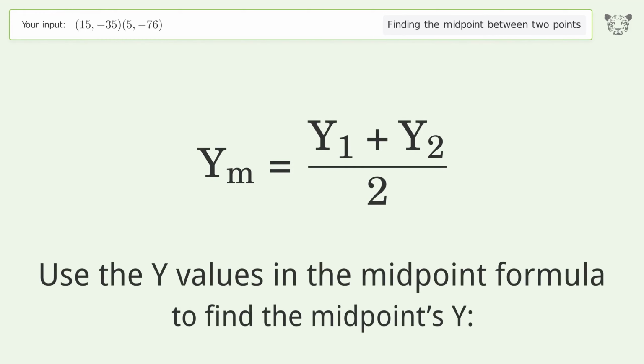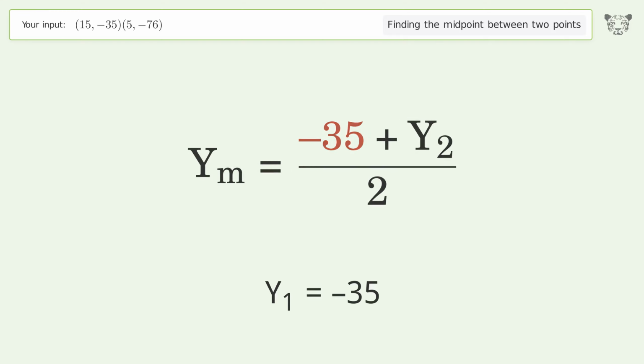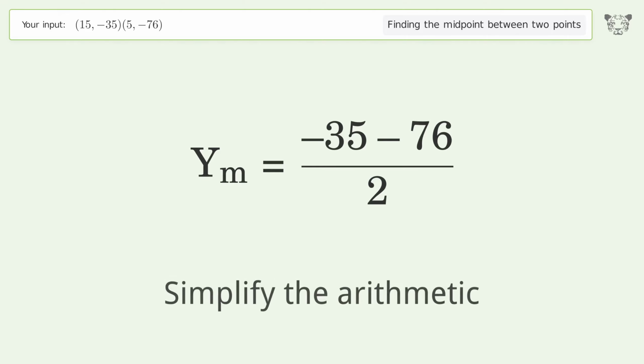Use the y values in the midpoint formula to find the midpoint's y. y1 equals negative 35. y2 equals negative 76. Simplify the arithmetic.